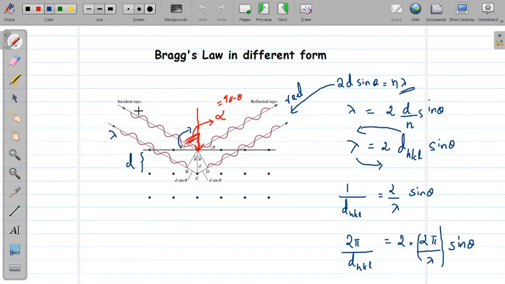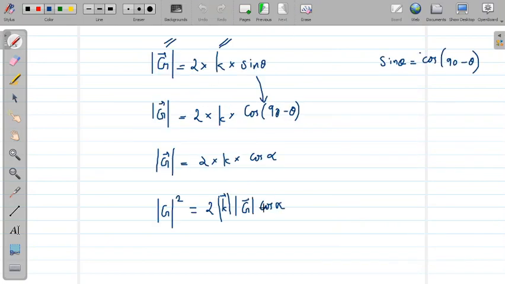So we know the wave vector k has the direction of the incident ray. So actually alpha is the angle between k bar and g bar. So we have here cos alpha. So this represents k bar dot g bar. What is k bar dot g bar? It is mod k into mod g into cos of the angle between them, cos alpha.